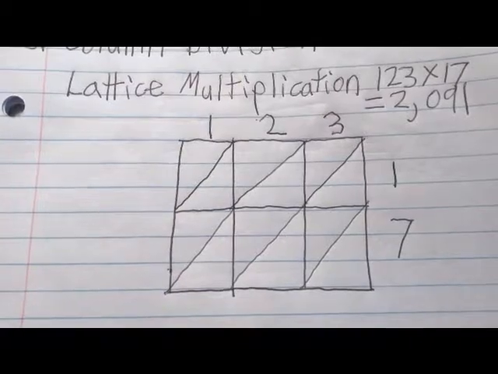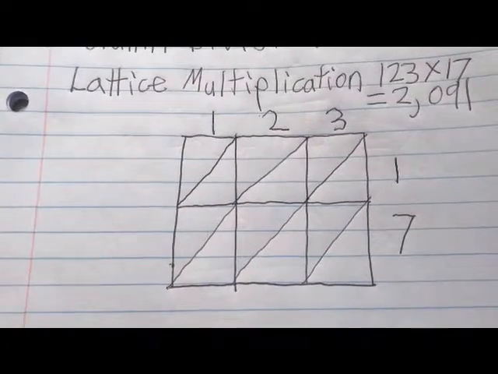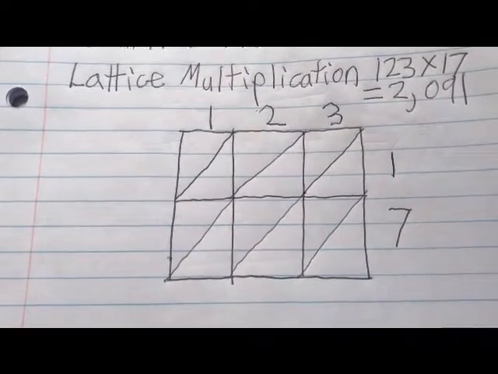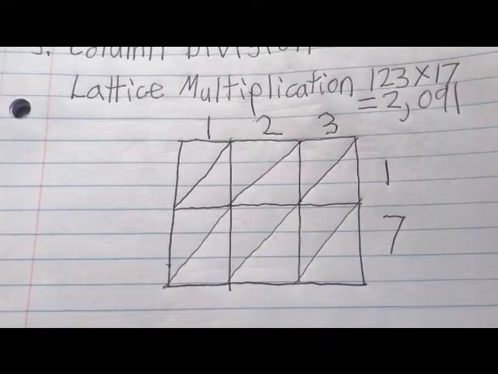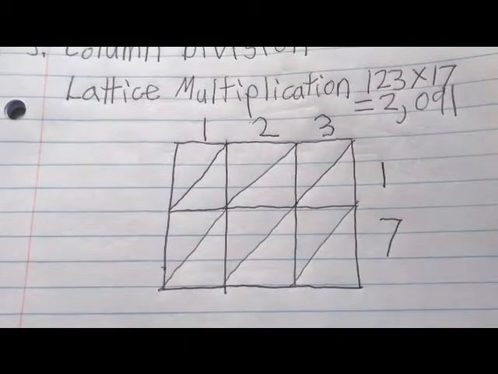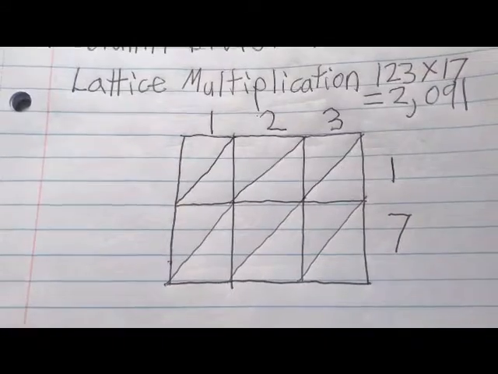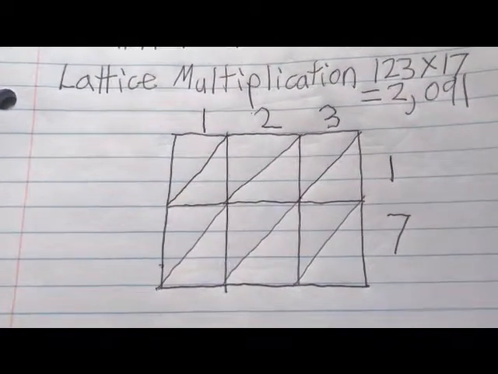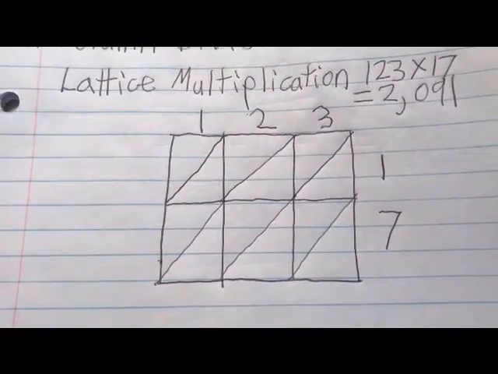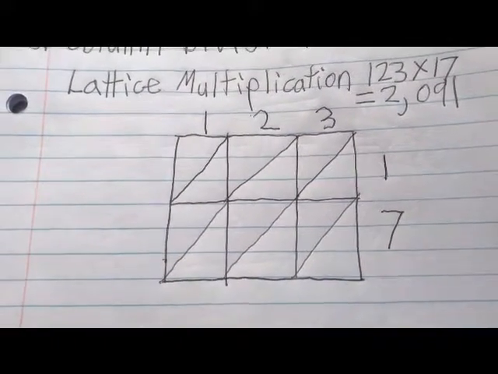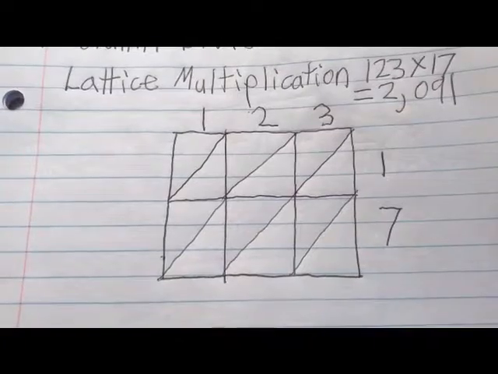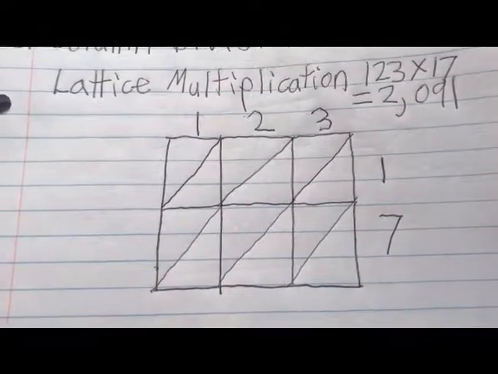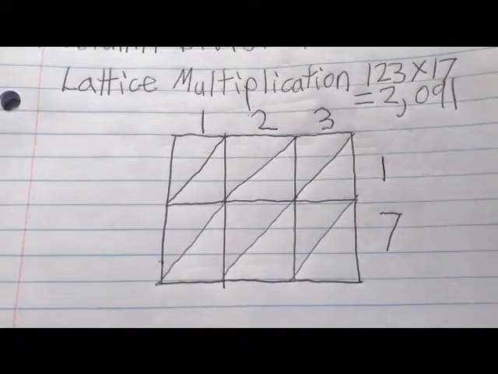Notice that I put 123 on top. Did you notice the 3 lines going straight down? And the 17 is on the other side. And you just multiply. I'm going to show you how this works. In the end, you just add up the diagonals to get the answer, but I'll show you that later.